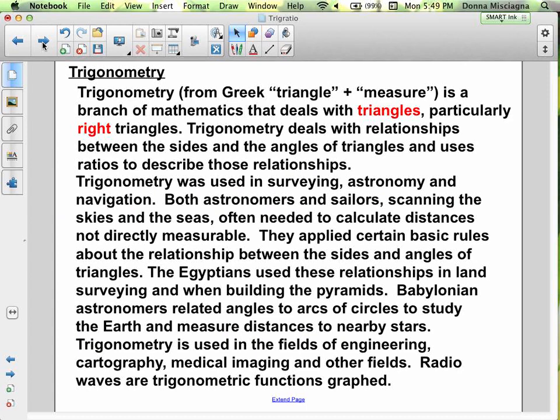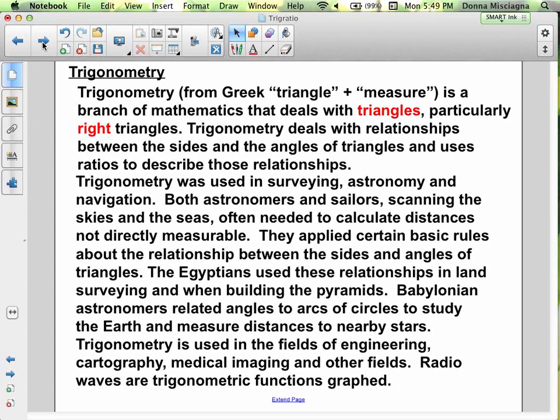Right? And we know about working with ratios, right? We just did that with similar triangles. Trigonometry was used in surveying, astronomy, and navigation. Both astronomers and sailors scanning the skies and the seas often needed to calculate distances not directly measurable. They applied certain basic rules about the relationships between the sides and angles of triangles.